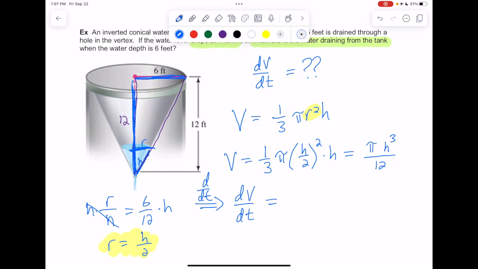And on the right, we do the power rule, bring the 3 down, leave the pi alone. Now it's h squared and still all over the 12. If you're wondering why am I not using the product rule, why am I not using the quotient rule? Because the pi over 12 is a constant, which I can just think of as moved out to the front. So I really only have to focus on the h cubed part of the derivative.